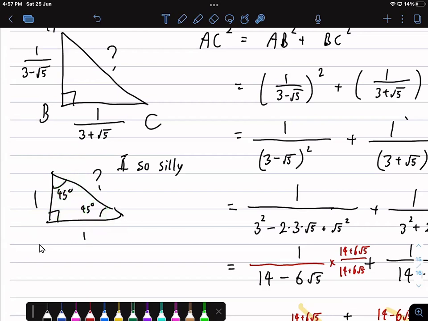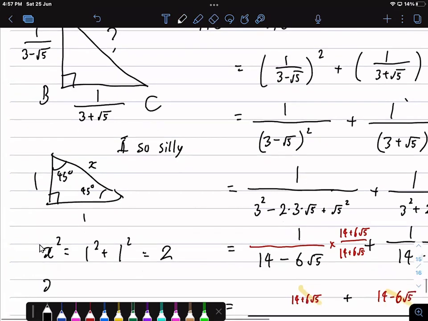What's the final length here in exact terms? Let's call it x. x squared equals 1 squared plus 1 squared. What's 1 squared plus 1 squared? It's 2. So x equals plus or minus square root 2. But you don't need the minus because x is a length. So just positive square root 2. That's the exact answer.